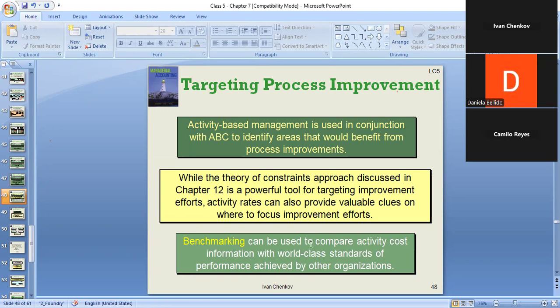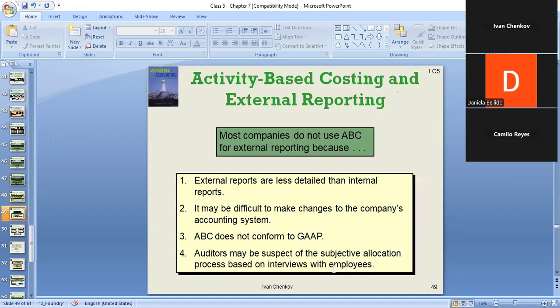Now, benchmarking also will be used, and benchmarking is going to help us compare the activity cost information with information from the companies that are the leaders in our industry, or any process that is leading in our organization, so we can achieve those performances as well. Everything is about increasing performance and performing at a high level.